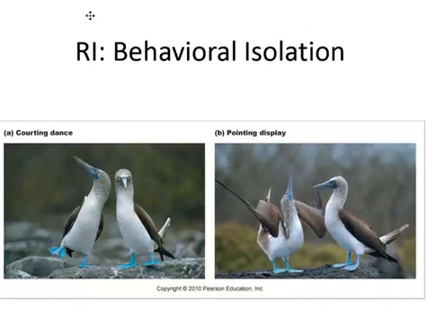Behavioral isolation. This is a pre-zygotic barrier. This is where groups become isolated because they develop different behaviors associated with reproduction. Here you have blue-footed boobies. They have different dances in order to attract their mates. Different kinds of boobies have different kinds of dances that are going to attract their own mate. They recognize each other by the kind of dance that they do.